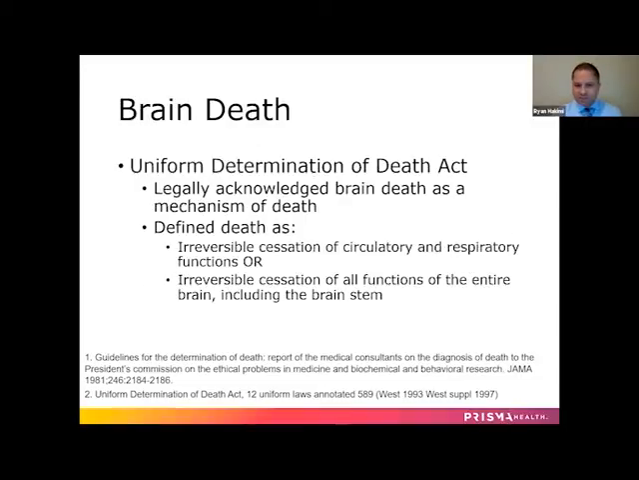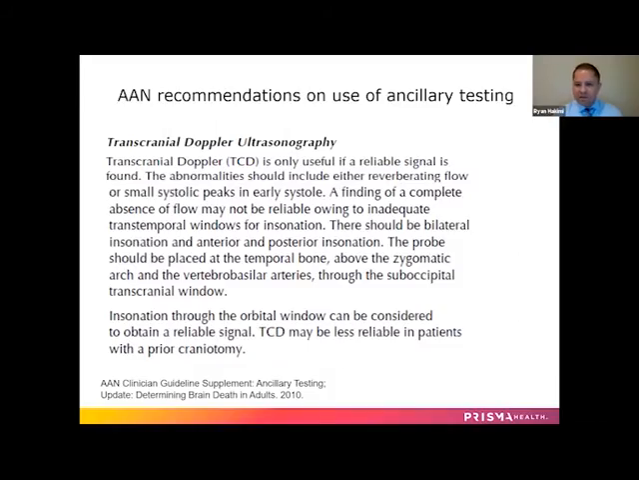What about other uses of TCD? Well, the Uniform Determination of Death Act, signed into law by President Reagan in 1981, defined the term brain death, which is described there. And many times we are unable to perform the complete clinical brain death exam. For example, the patient may be too unstable, not be able to tolerate the apnea test, and so on and so forth. And at that time, we can look at doing ancillary tests.